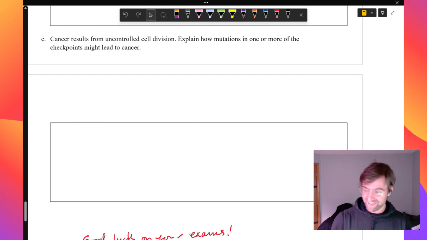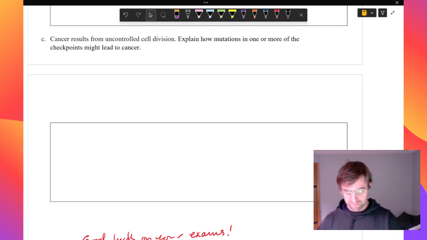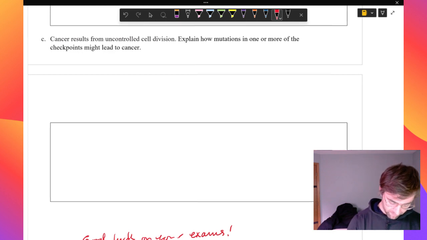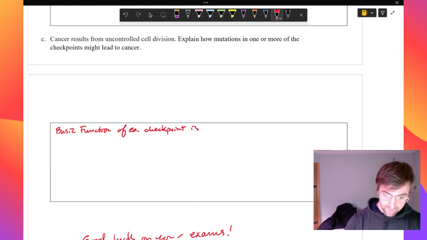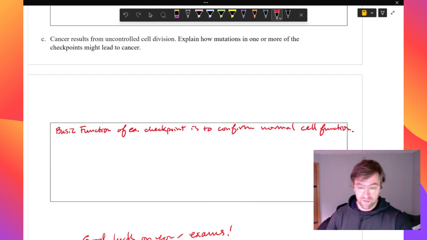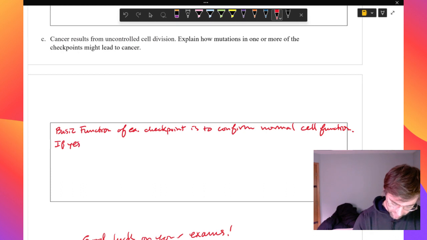What happens when these regulatory steps go awry? Cancer results from uncontrolled cell division. Explain how mutations in one or more of the checkpoints might lead to cancer. The basic function of each checkpoint is to determine whether or not the cell is functioning normally. Basic function of each checkpoint is to confirm normal cell function. And if it is, then it should enter and continue on through division. If yes, division proceeds.